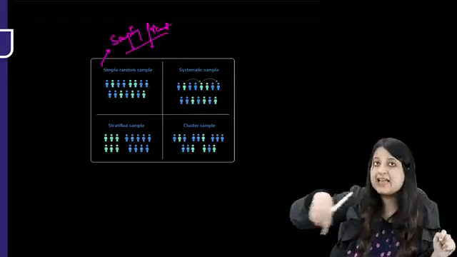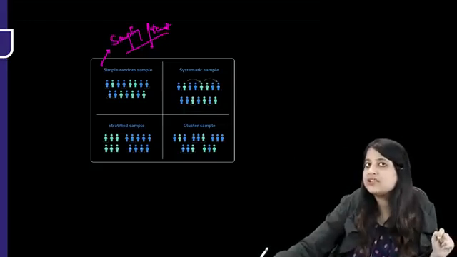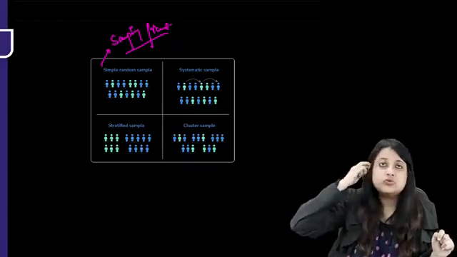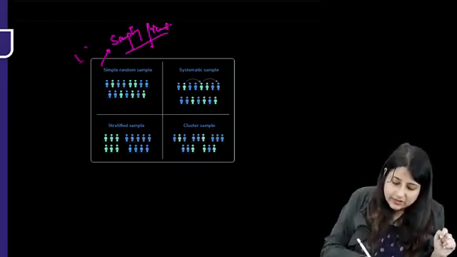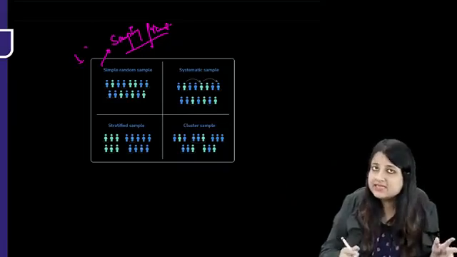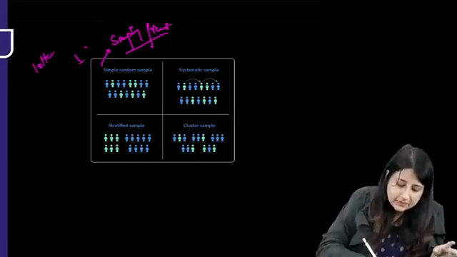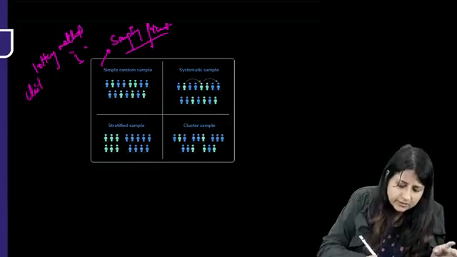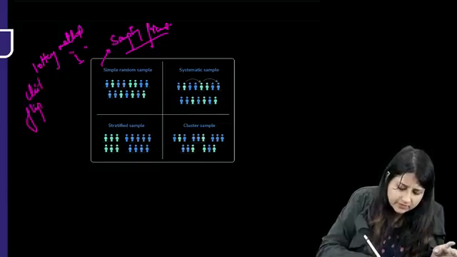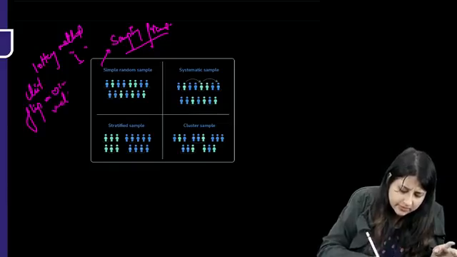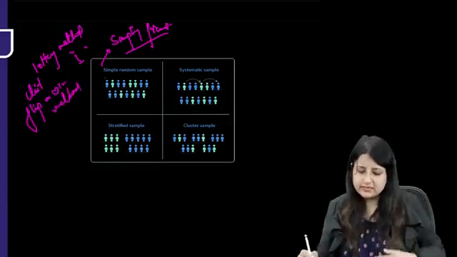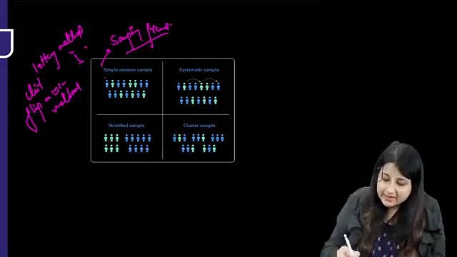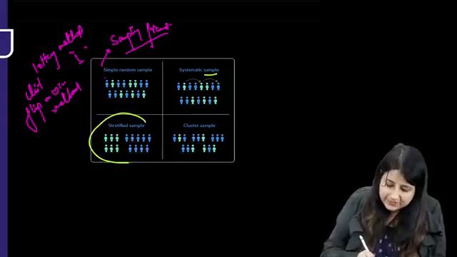I need an entire list, like in a college where there are 10,000 students, so I need that frame of 10,000 students. Then I can randomly select my participants either by a lottery method, chit method, or flip a coin method. This is simple random. Systematic is next, but first let's see stratified.